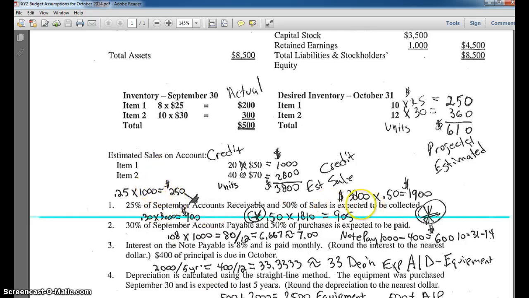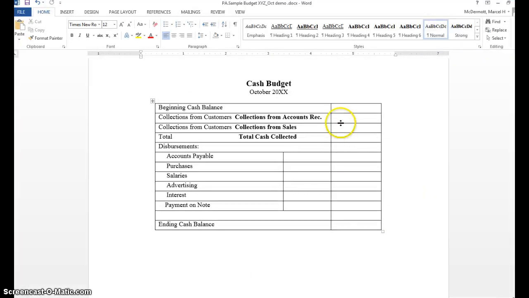And then you're also going to collect 50% of your credit sales. Your credit sales are $3,800 times the 50%, $1,900. You're going to drop that right in here. You're going to add your beginning cash plus your 2 collections. That's your total cash collected, minus what you're going to pay out in accounts payable, your 50% of purchases, your salaries, your advertising, your interest. Also, here's the payment on the note. Remember, we're paying back $400.